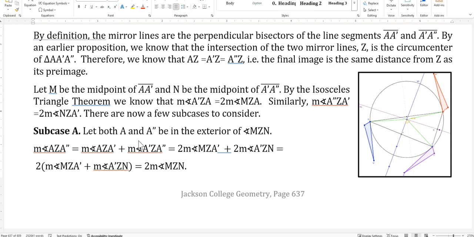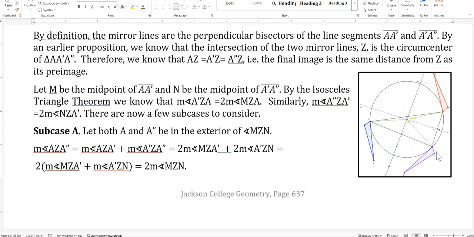Okay, I've got this now, I think, fixed. So let's start over. We got the measure from AZ to A double prime, A to Z to A double prime. In this case, it's going around this way. It is going to be the measure from AZ to A prime plus the measure from A prime Z to A double prime. Okay, that's what I want to say.